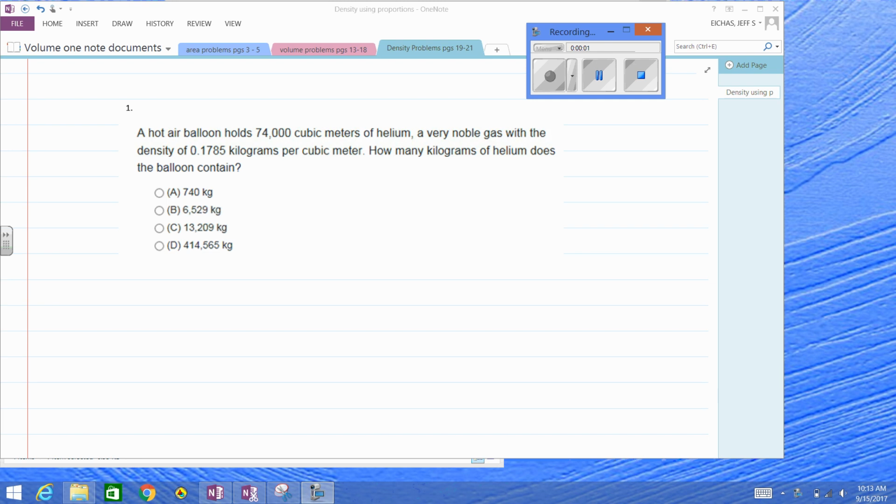So we have a lesson on density. We'll try a few problems from the pages, let's see, it looks like 19 to 21 in the packet. So we'll start out with number 1.